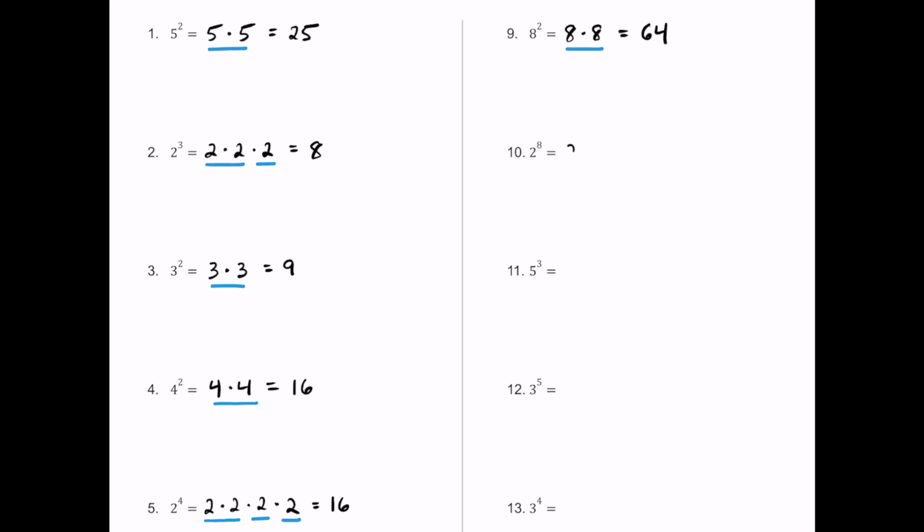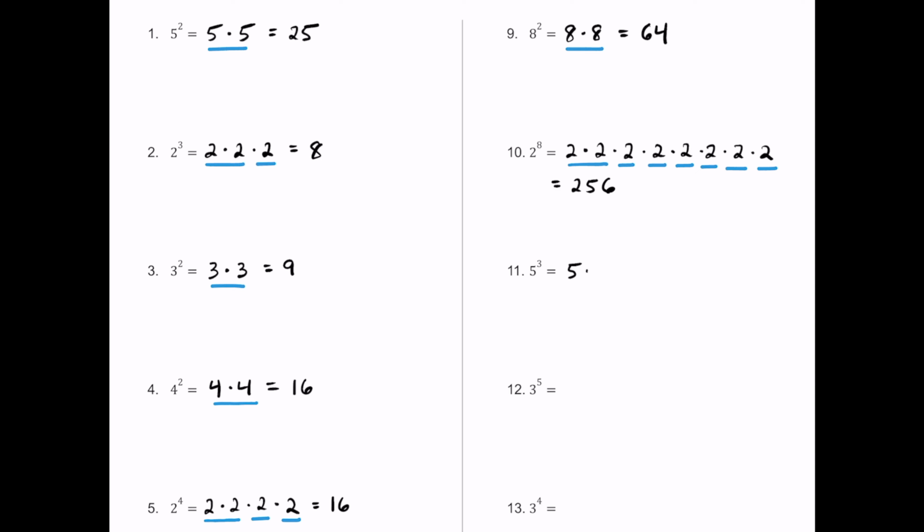For number 10, we have 2 to the 8th power. It's a lot of 2s, so it's 1, 2, 3, 4, 5, 6, 7, and 8. So we have 8 of these 2s. 2 times 2 in the beginning is 4. 4 times 2 is 8. 8 times 2 is 16. 16 times 2 is 32. 32 times 2 is 64. 64 times 2 is 128, and 128 times 2 is going to equal a total of 256. And if you needed to write any of the multiplication out, feel free to do so, but in this case, I did not.